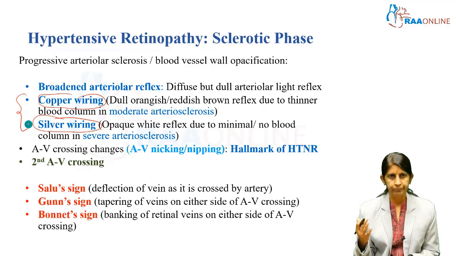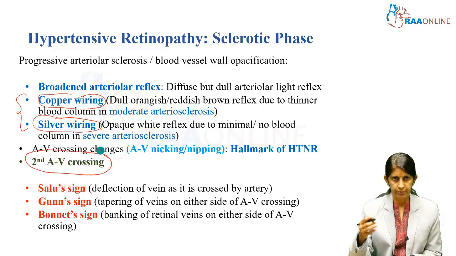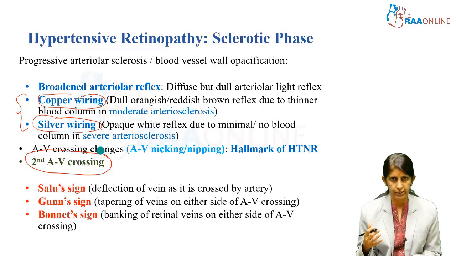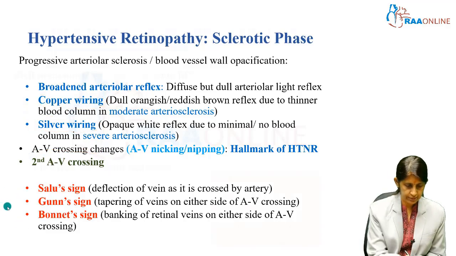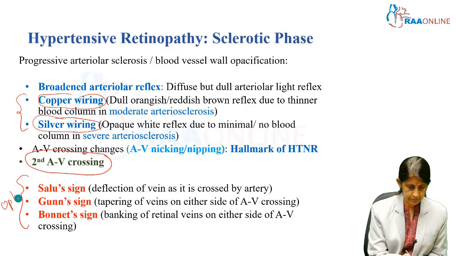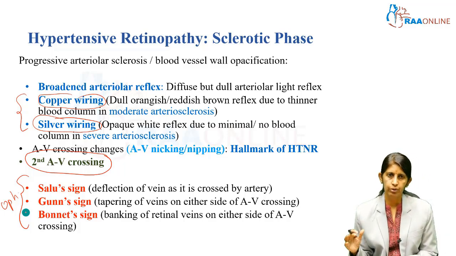AV crossing changes are the hallmark of hypertensive retinopathy. We also call it AV nicking or nipping, and we generally like to look for this at the second AV crossing. That is, from the disc, at the second AV crossing, we need to look for these changes. And what we see in the eye, the ophthalmic manifestations, can be Salus sign, Gunn sign and Bonnet sign. It's very important for us to look for all of this.